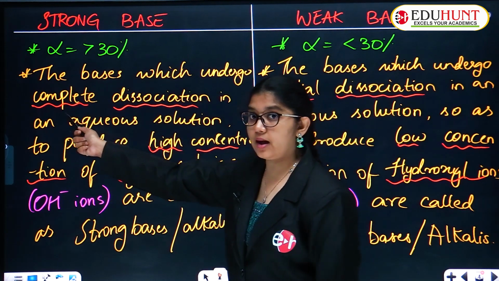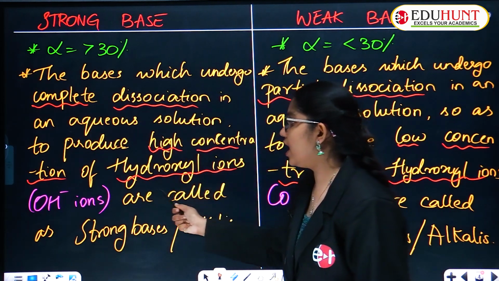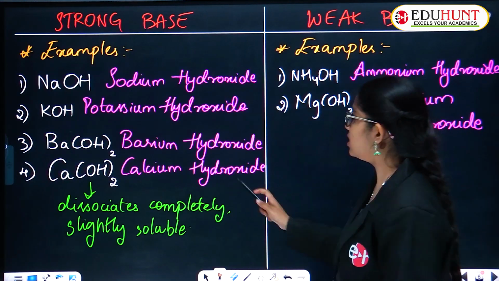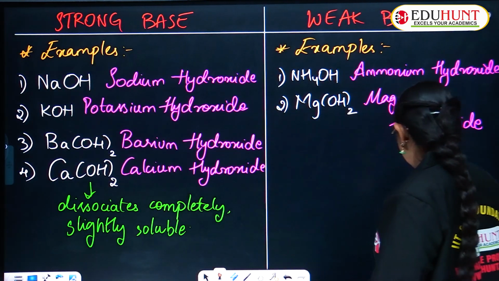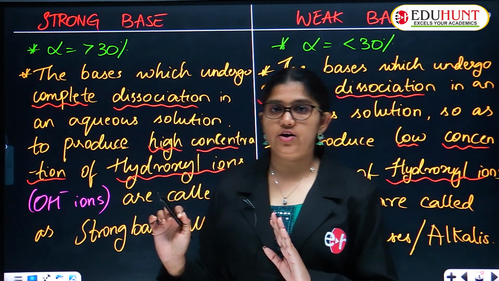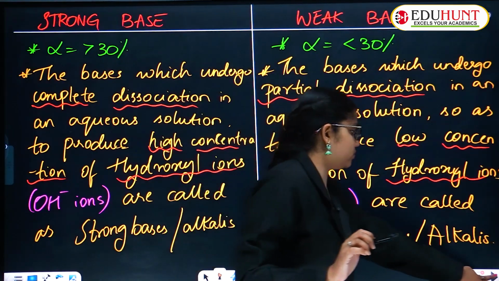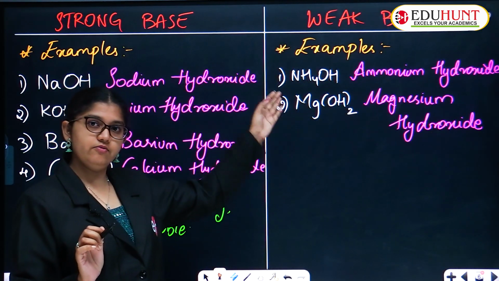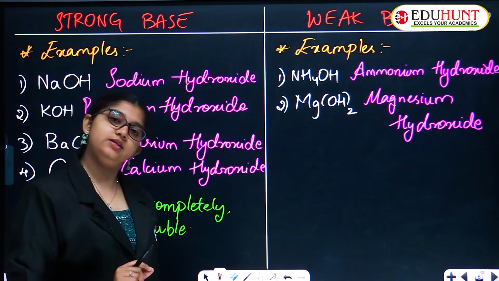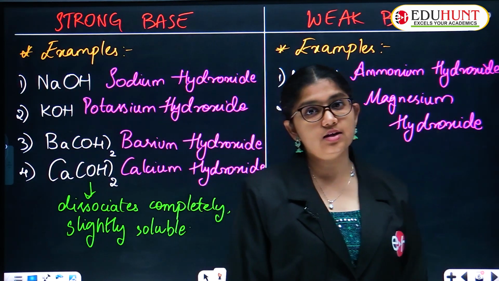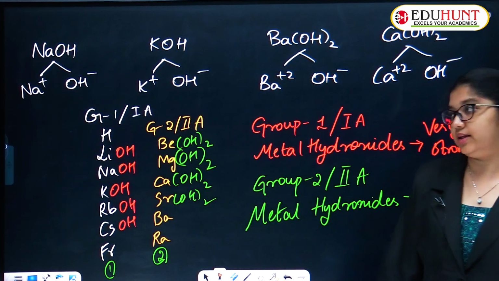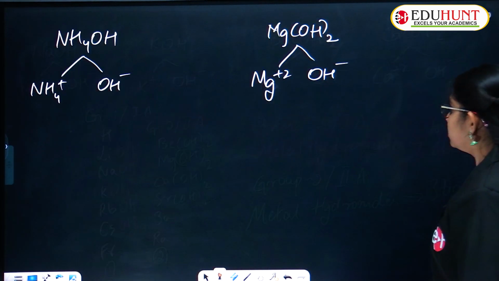If it has complete dissociation producing a high concentration of hydroxyl ions, it is considered a strong base. And if it undergoes partial dissociation with a low concentration of hydroxyl ions, it is a weak base. Examples such as ammonium hydroxide and magnesium hydroxide undergo partial dissociation in aqueous solution. On the basis of strength we can do it like this. Clear now?